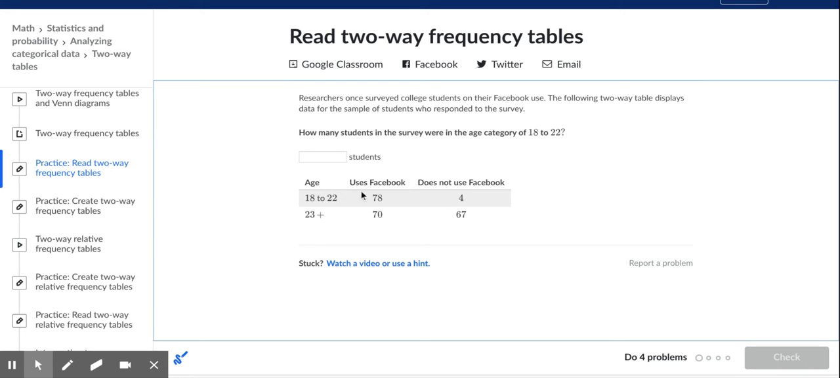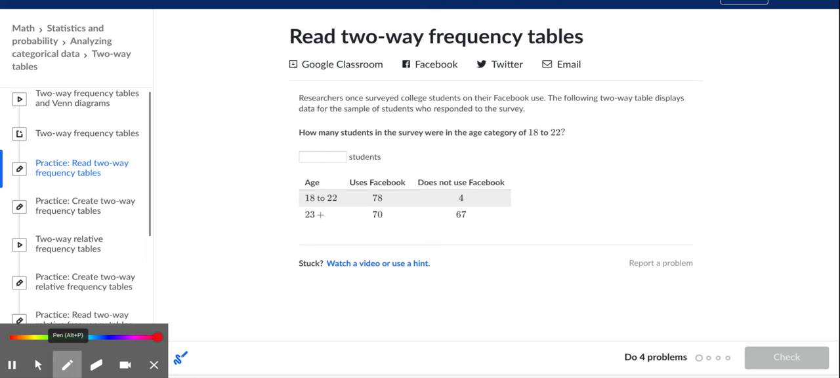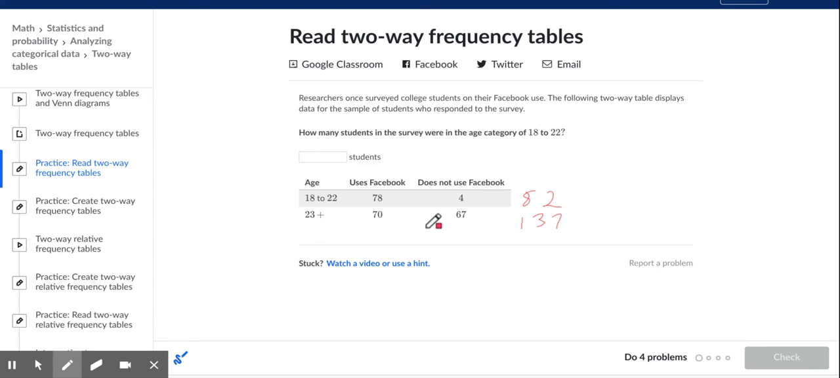I can figure out how many 18 to 22-year-olds were surveyed. I just add these numbers together. So that would be 78 plus 4, or 82. So 82 18 to 22-year-olds were surveyed. I could do the same thing for people that were over 23. I could say, okay, how many of those people were surveyed? So 137 of them were surveyed.